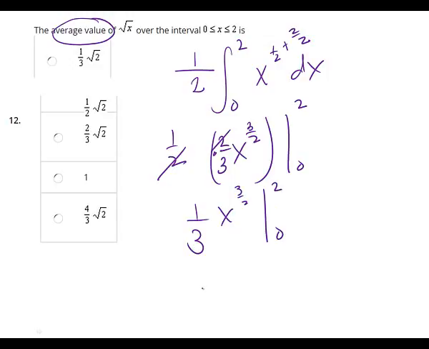Oh, they were kind of nasty to us on this one, weren't they? Alright, so we've got 1/3. I've got 2 to the 3 halves, basically minus 0, right? Yeah. Okay, let's think about what this really is, because they were not nice to us in this answer at all. It's something that we don't typically do. We typically just leave it like that.